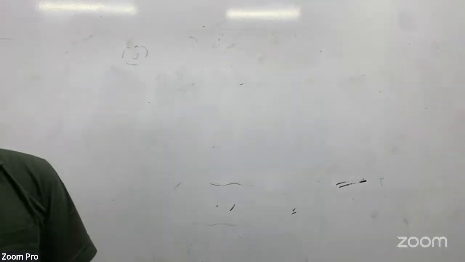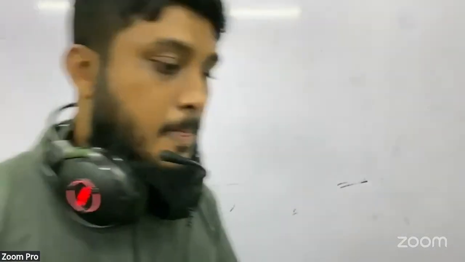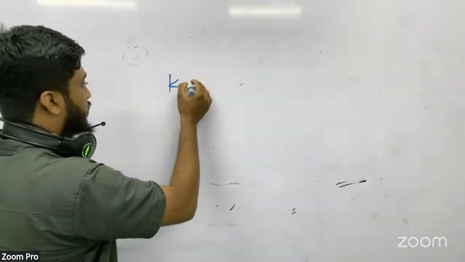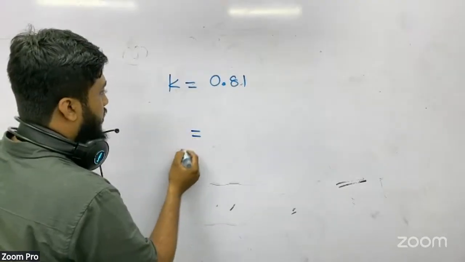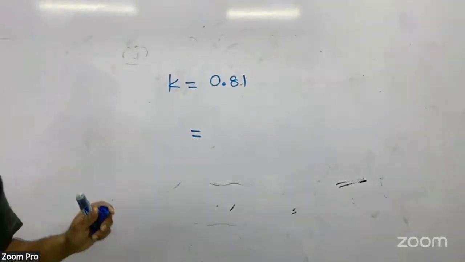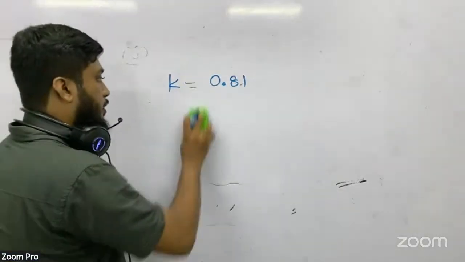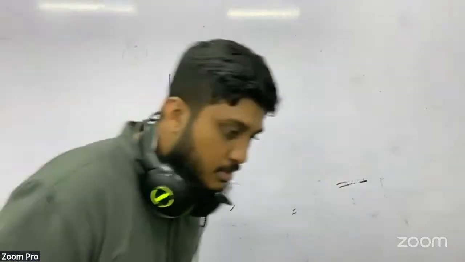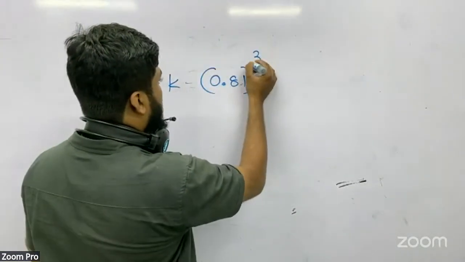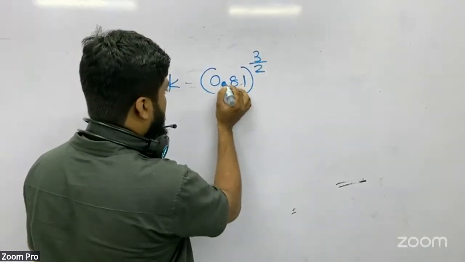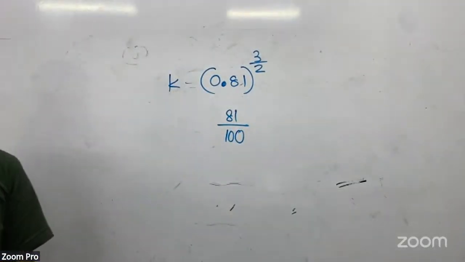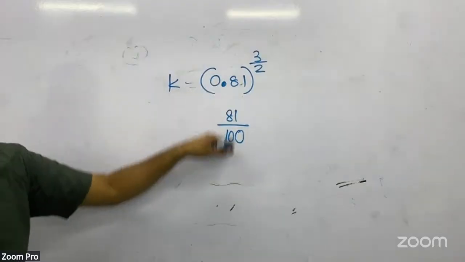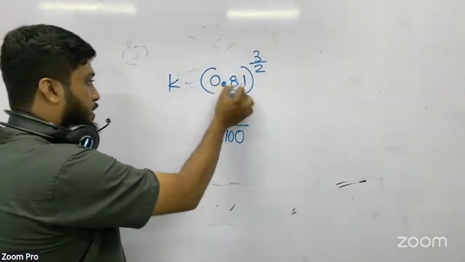Now observe here. Then see the K part. So what is the K part? 0.81. So how can we write 0.81 to the power 3 over 2? This one I can write. Remember, 0.81 I can write as a fraction: 81 over 100. You know that? Because after the decimal point there are two numbers, so 81 over 100.